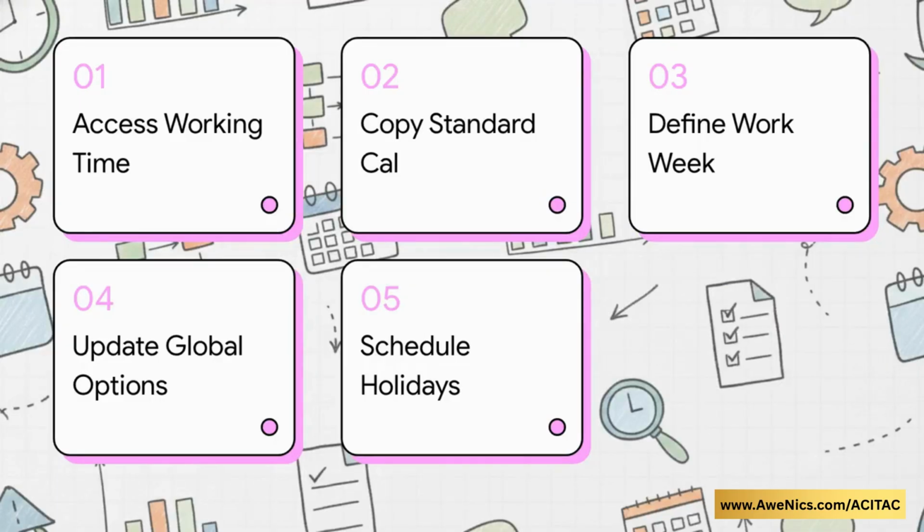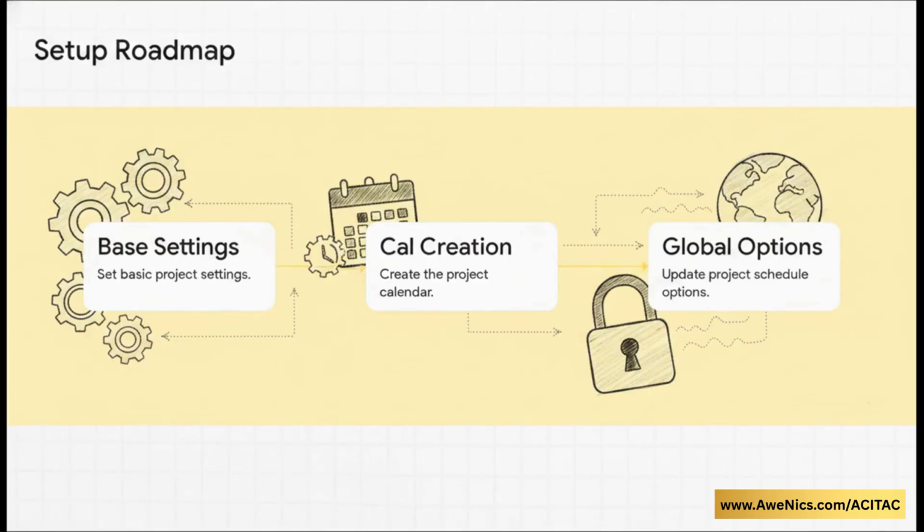Okay, let's dive into this. We've got a 5-step blueprint today. Accessing project working time, copying the standard calendar, defining the work week, updating critical project options, and finally, scheduling repeating holidays. Here's our high-level roadmap. Notice the logical flow here. We aren't just opening a calendar and blindly typing in dates. We have to nail down the base settings, move very intentionally into calendar creation, and then lock the whole thing down with global options. If you try to skip around, the software logic just falls apart.